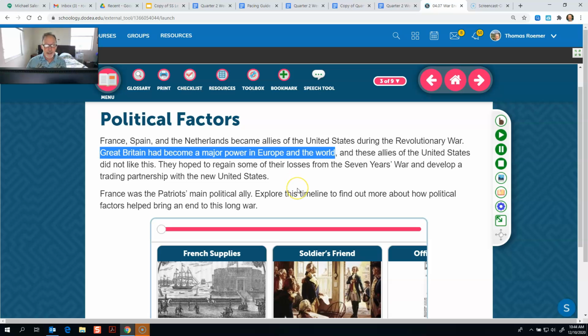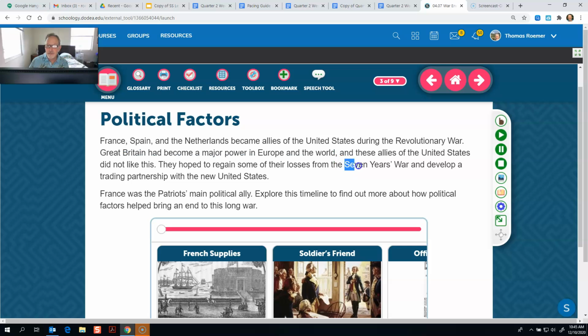So it's kind of like, hey, England got to be so big. Great Britain got to be so powerful. Now you got France and Spain and the Netherlands going, we don't like that. Okay, so we're going to support you to take the bigger, more powerful country down. Okay, they lost some things during the 7 Years' War. So a trading partnership with the United States would be good.